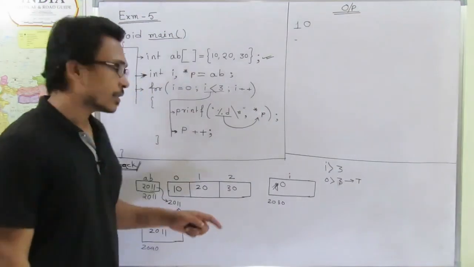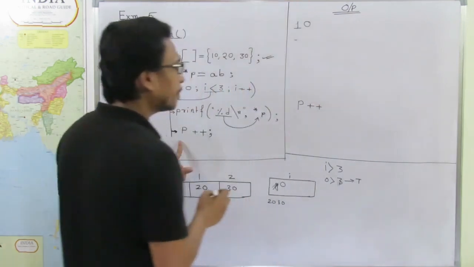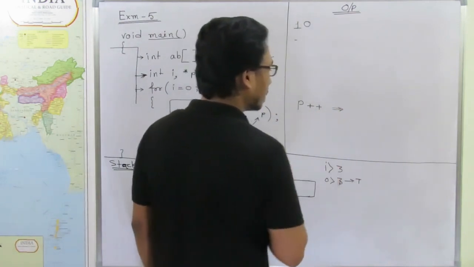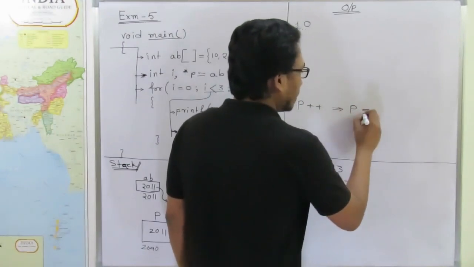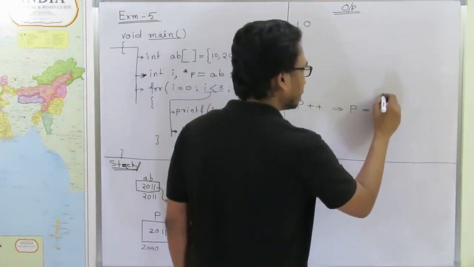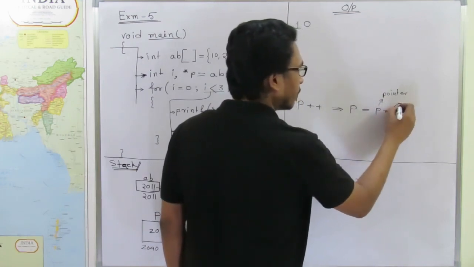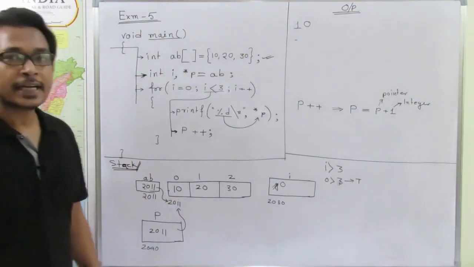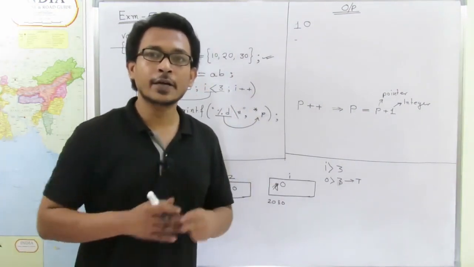Clear? Now the next instruction is p++. Now look here, p++. This is again a post increment operation, but this post increment operation is independent, so the system directly evaluates this post increment operation, and that is p equal to p plus 1. Now look here, p is a pointer, and here 1 is an integer value. That means this addition operation belongs to pointer arithmetic. How the system evaluates pointer arithmetic, we already know that.